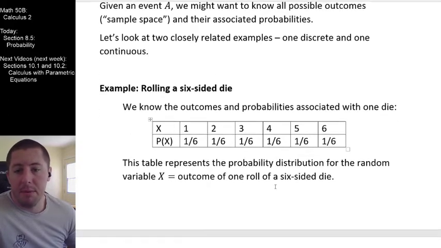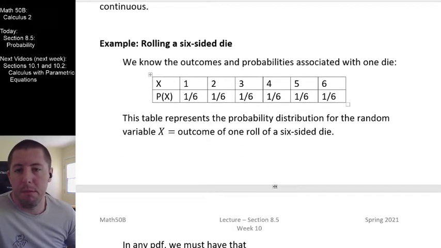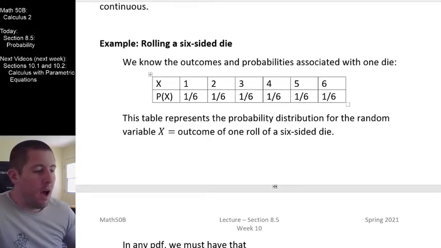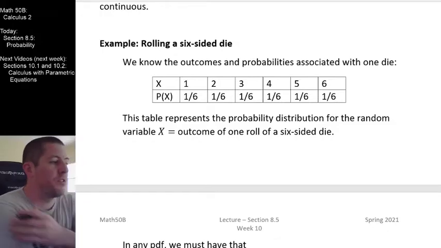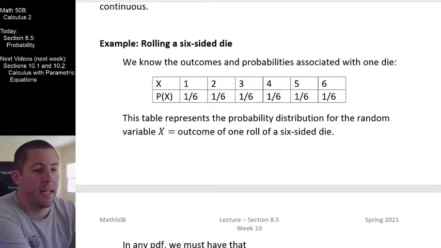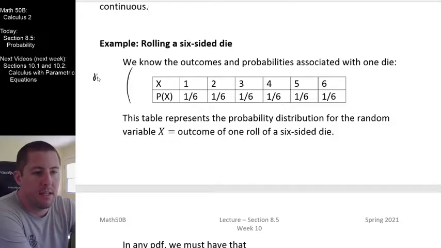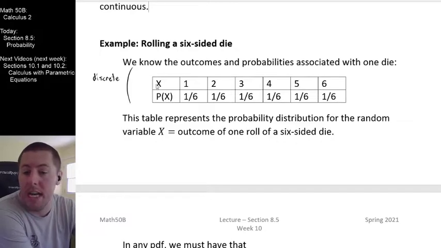So our example is going to be the most boring thing that we can think about in probabilities, rolling a six-sided die. We know that this is a discrete probability distribution because I know that I can list all of my possible outcomes and their associated probabilities. So this is discrete, so X is a discrete random variable.